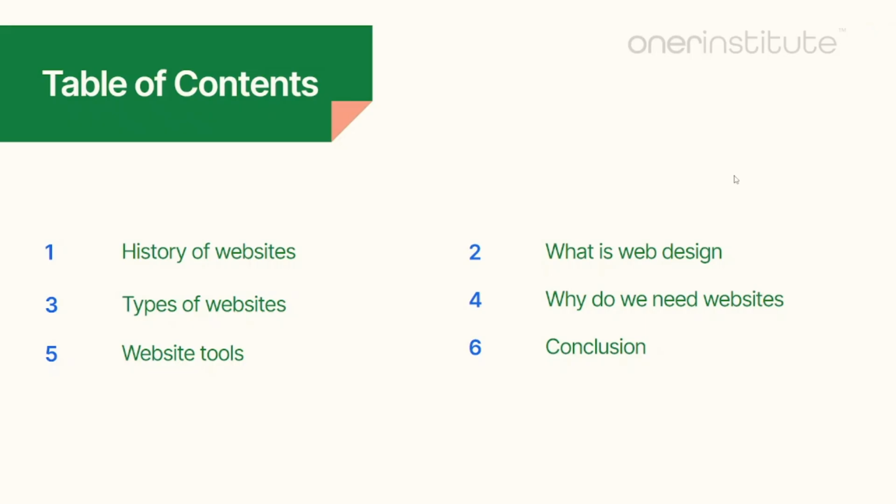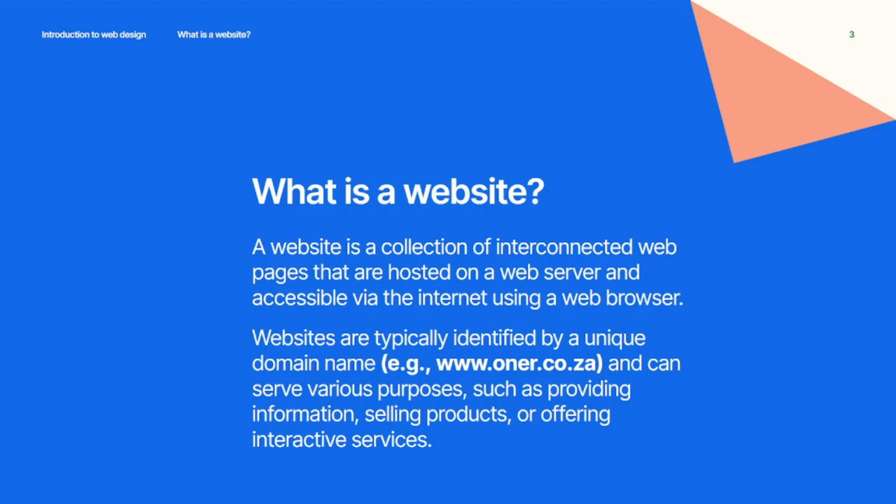As mentioned, this is Module 1 by Wana Institute, Introduction to Web Design. We are going to be covering five topics in this introduction series. Firstly, we're going to be taking a look at the history of websites, what is web design, the types of websites, and why do we need websites. And we're going to touch base on the tools that we're going to be using, or tools you need to have a website.